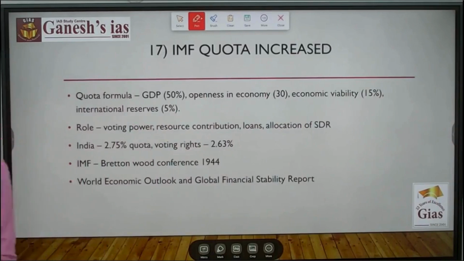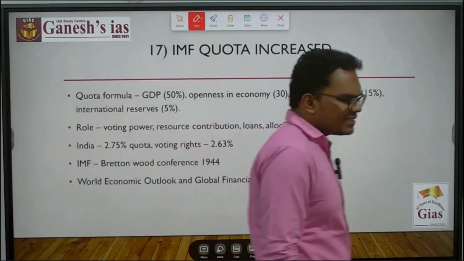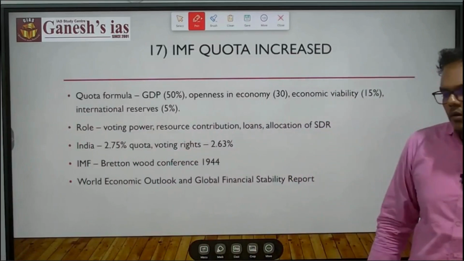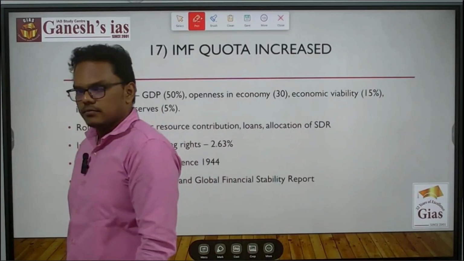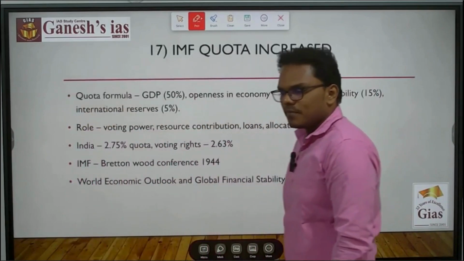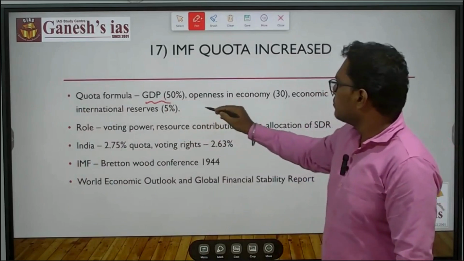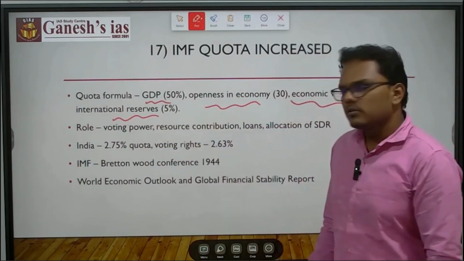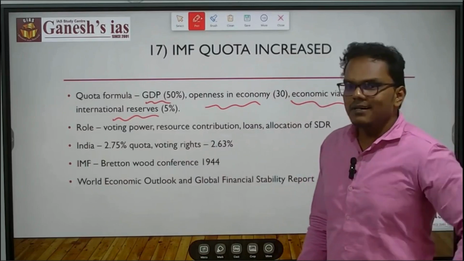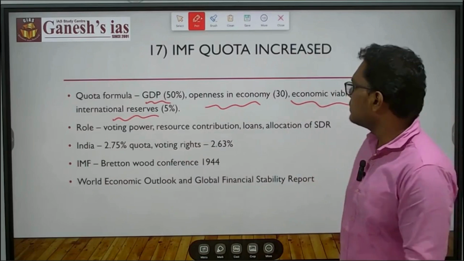First, you need to know what an IMF quota is. It's nothing but the share of the voting rights, or rather the capacity, decided by your GDP, openness in economy, economic viability, and your international reserves. So based on this, the country's share in the IMF was decided. That is what you call the IMF quota.